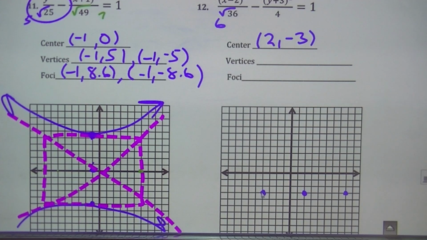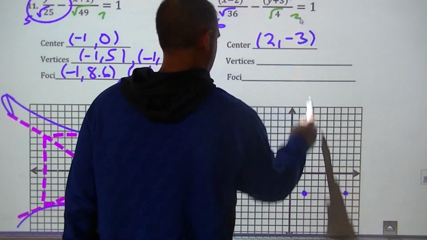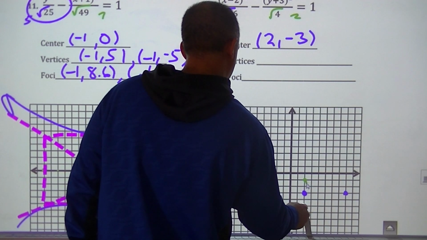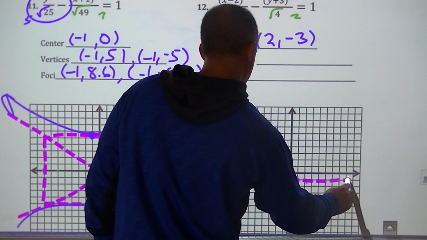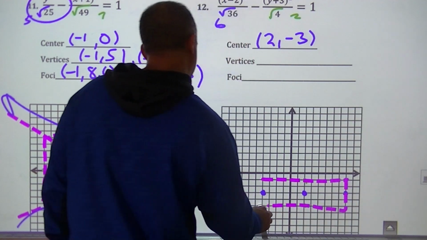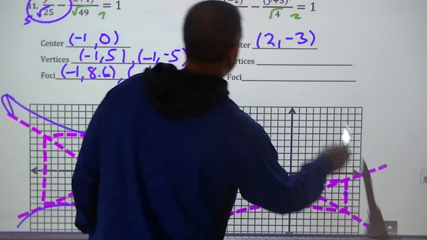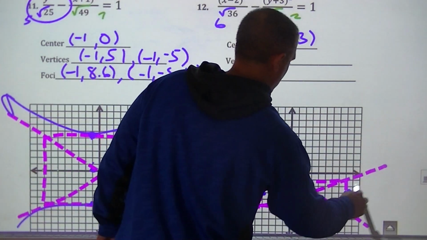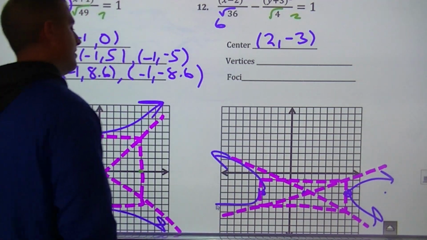Okay, this one, the other way I'm going to go is green, which is the square root of that, which is 2, 1, 2. Okay, make my rectangle through those points, diagonals through the center. Okay, this is going to open right and left.